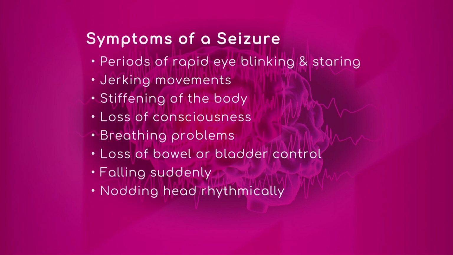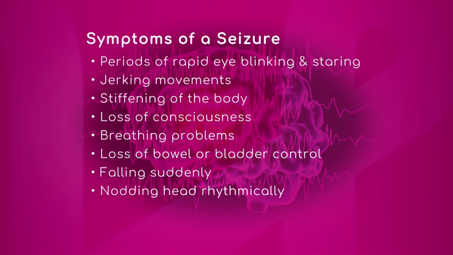So periodic rapid eye blinking and staring is something that we do see with complex partial seizures or generalized seizure disorders. Jerking movements of the body, that's what we talked about before with generalized tonic-clonic seizures and myoclonic seizures. Stiffening of the body, that's describing a generalized tonic-clonic seizure, where all the muscles and all the extensor muscles in the body all activate at the same time. Loss of consciousness.